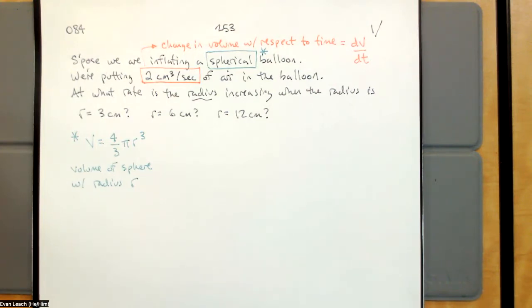So now we can see what's going on here. The volume is related to the radius. And then the question says, at what rate is the radius increasing for these various values of the radius? So the thing that we're looking for is how the radius is changing with respect to time.